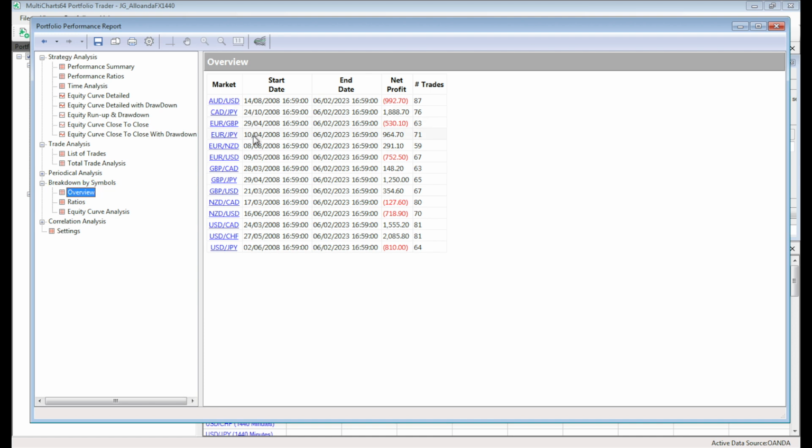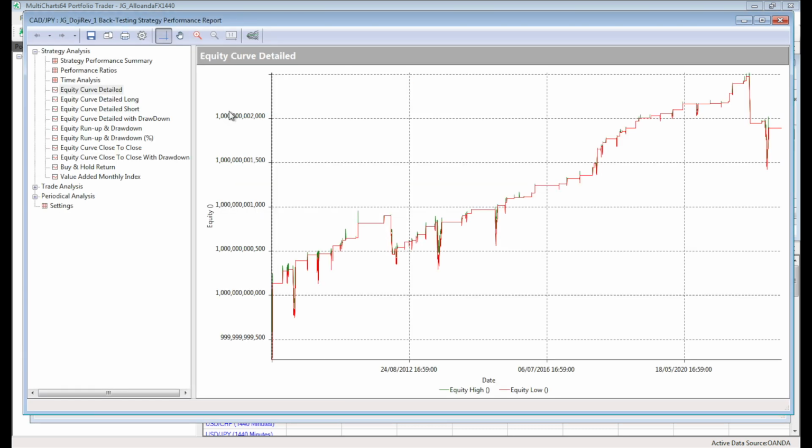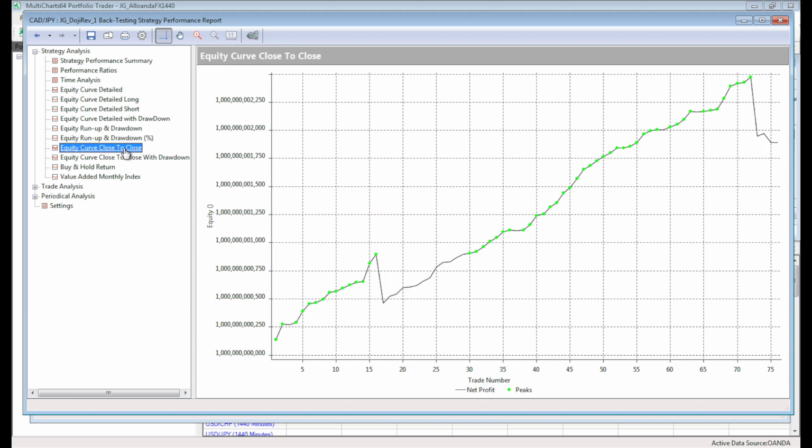And I'll just run through the most profitable ones. So Canadian dollar, Japanese yen. And that's what the equity curve looks like over that 15-year period. So that's pretty good, isn't it? Looking at the close to close, it was really good. Although recently it does seem to have had a string of losses.